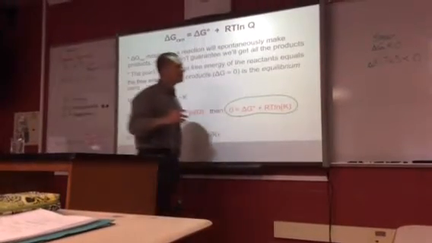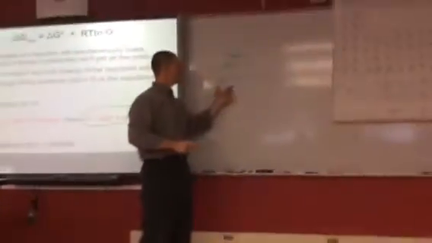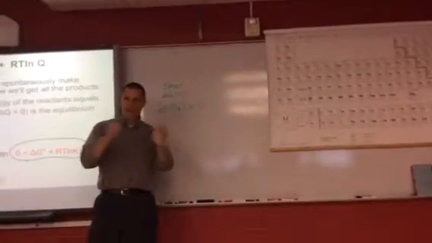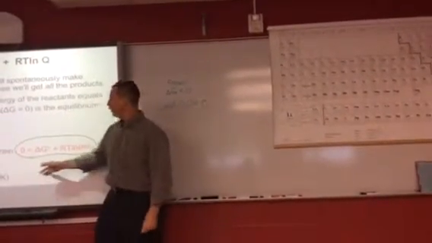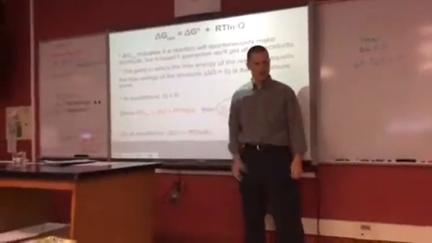So as we've been going along, we have a relationship that we first learned about delta G, delta H minus T delta S. Delta G is also the delta G, the products minus the reactants. And now we have a relationship with delta G related to the equilibrium constant for a reaction.